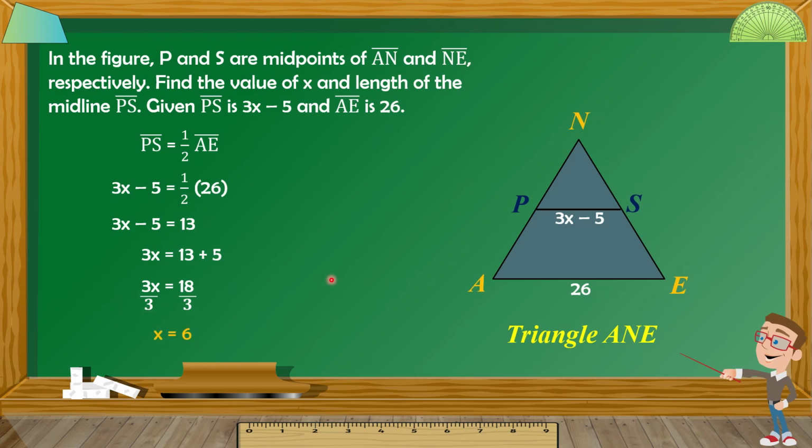So 18 divided by 3, that is 6. So nakuha na natin yung value ng x dito. Ngayon magagamit natin itong value ng x na ito sa pagsosolve ng length ni PS. So para magawa yon, gagamitin natin yung expression na naka-assign kay PS, which is 3x minus 5. And papalitan lang natin si x nang nakuha natin value ng x dito, which is 6. So we have 3 times 6 minus 5. 3 times 6, that is 18. And 18 minus 5, that is 13. So yung haba ng midline natin is 13.